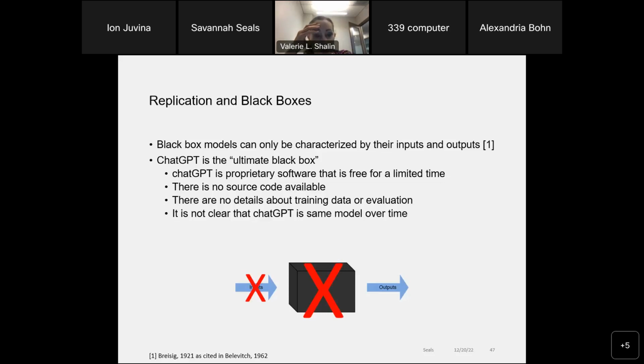So we have a small X over here for inputs because the only inputs we have available are whatever we're putting into the finished model. We don't have the training data, and we don't know anything about the architecture of the model.